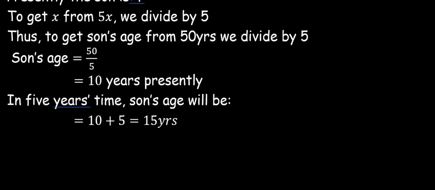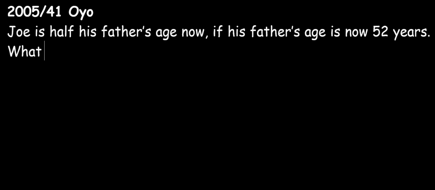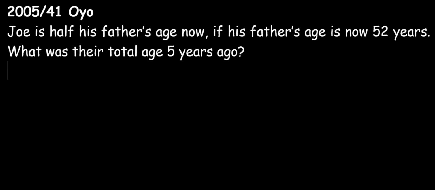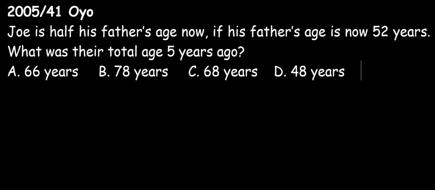Another example. Joe is half his father's age now. If his father's age is now 52 years, what was their total age 5 years ago? The options are given: A, 66 years, B, 78 years, C, 68 years, D, 48 years, E, 108 years.